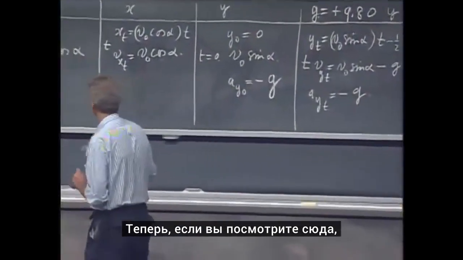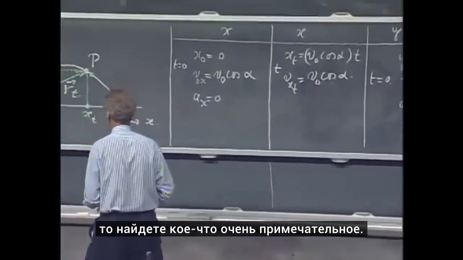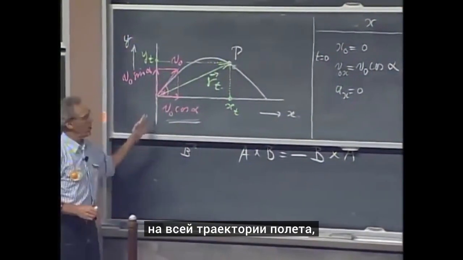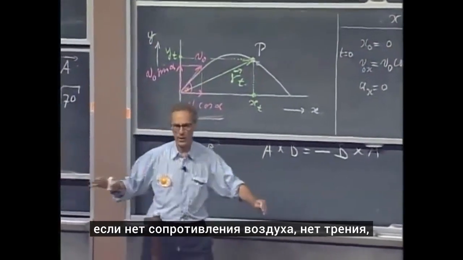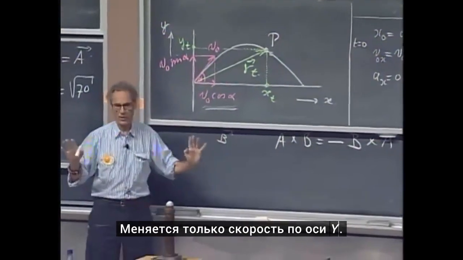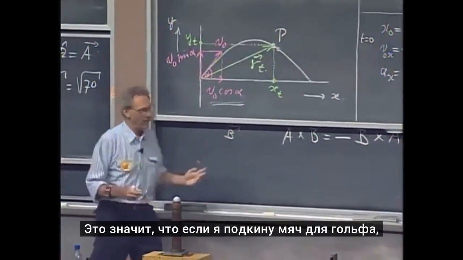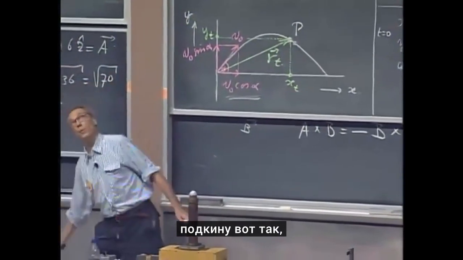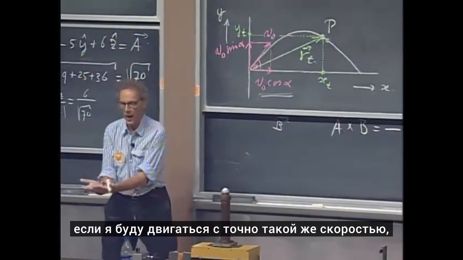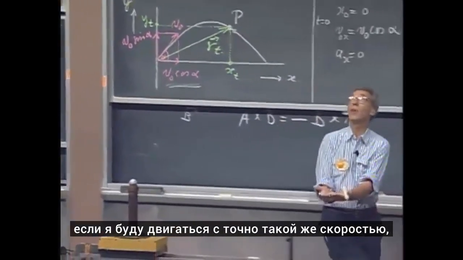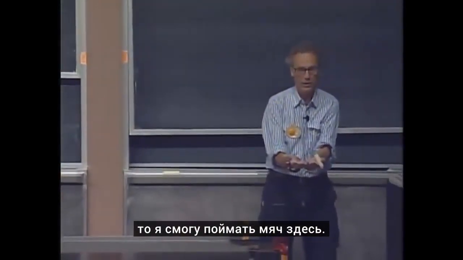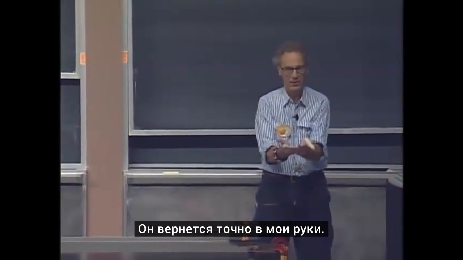Now when you look at this, there is something quite remarkable. The velocity in the x direction throughout this whole trajectory, if there is no air drag, if there is no friction, is not changing. It's only the velocity in the y direction that is changing. It means if I throw up this golf ball, and it has a certain component in the x direction, a certain velocity, if I move myself with exactly that same horizontal velocity, I could catch the ball here. It would have to come back exactly in my hands.